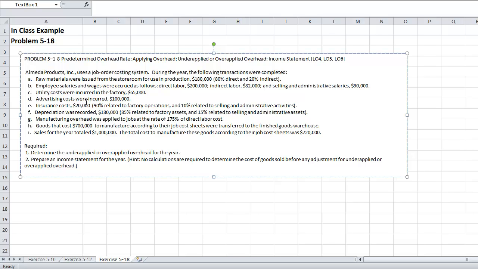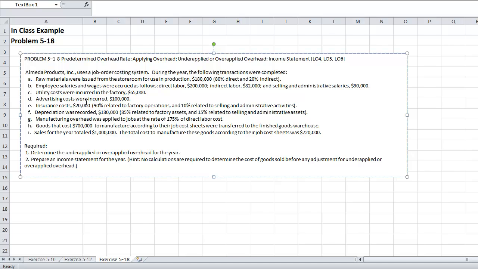Raw materials were used from the storeroom for production, 180,000, 80% direct, 20% indirect. Employee salaries and wages were accrued as follows: direct labor, 200,000, indirect labor, 82,000, selling and admin salaries, 90,000. Utility costs were incurred for the factory. Advertising costs were incurred, 100,000. Insurance costs were incurred, 20,000. 90% of it were related to the factory, 10% related to selling and admin. Depreciation of $180,000 was recorded. 85% of that is related to factory assets, 15% related to assets for selling and admin.